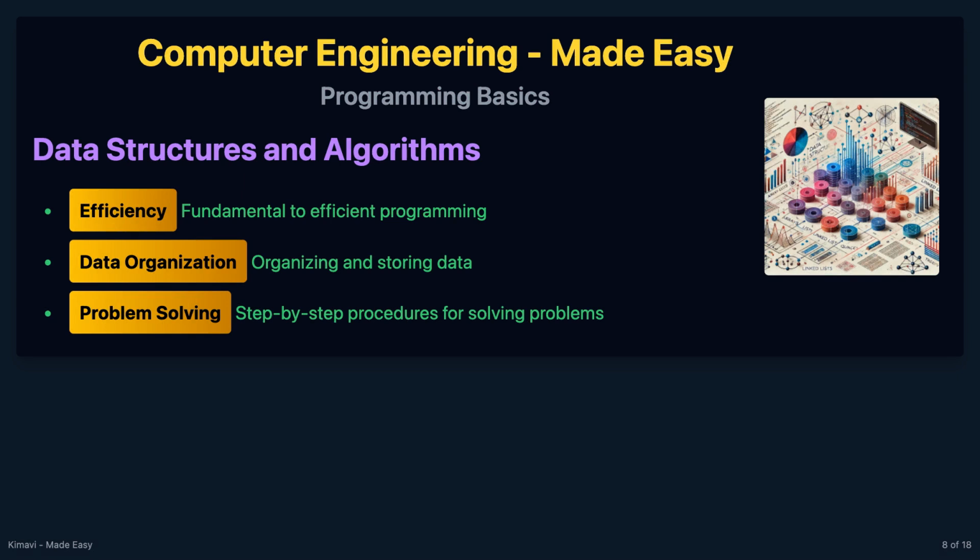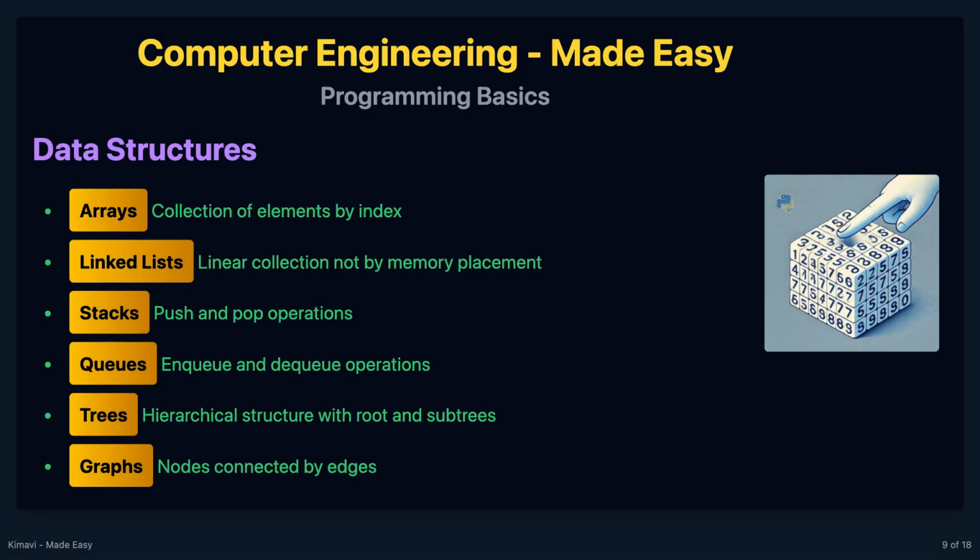Data structures are ways of organizing and storing data so that they can be accessed and modified efficiently. Algorithms are step-by-step procedures or formulas for solving a problem. Common data structures include arrays, which are collections of elements identified by index. Linked lists are linear collections of data elements where the linear order is not given by their physical placement in memory. Stacks support push and pop operations, while queues support enqueue and dequeue operations.